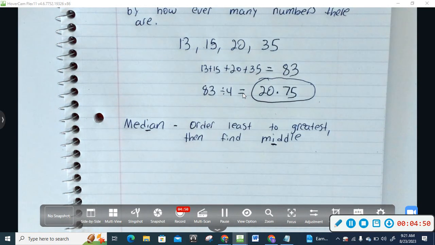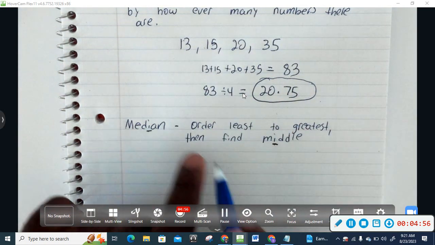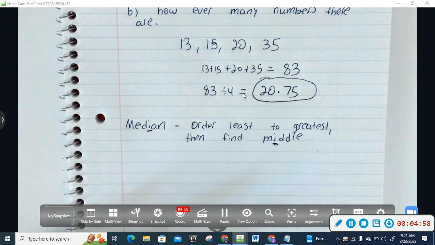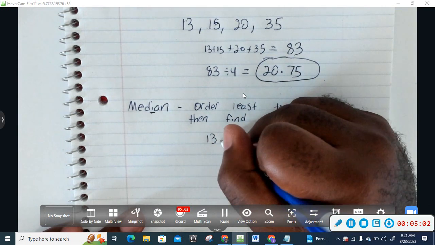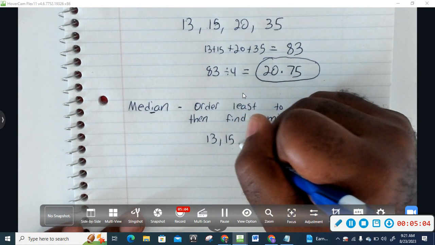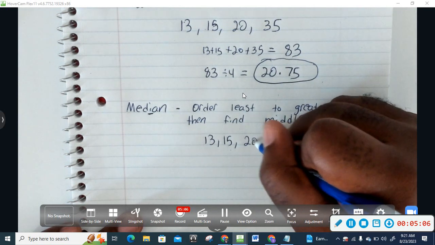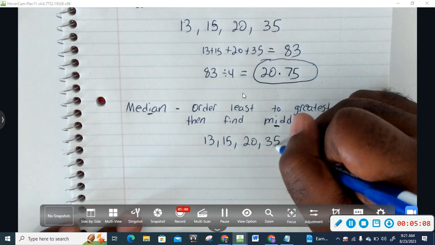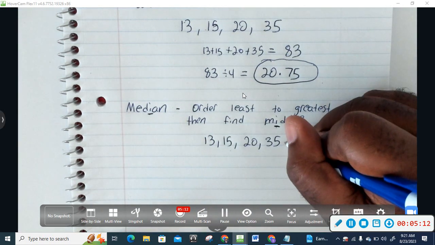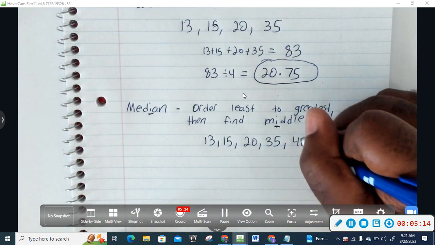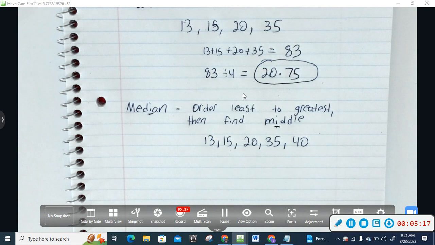We're going to get to that. We got 4 numbers, right? So we got the definition down: order least to greatest, find the middle number. Now let's go ahead and pursue it. Again, I'm going to rewrite my numbers right here: 13, 15, 20, 35. And for this problem's sake, I'm going to do the easy way first. So we're just going to add another number. Let's say we add 40.